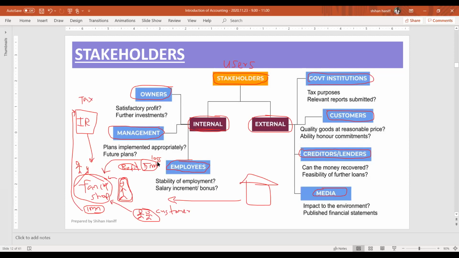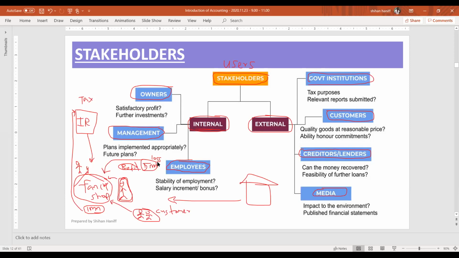If the business is performing well, having very good profit, then he will invest more in the business and he will run the business.